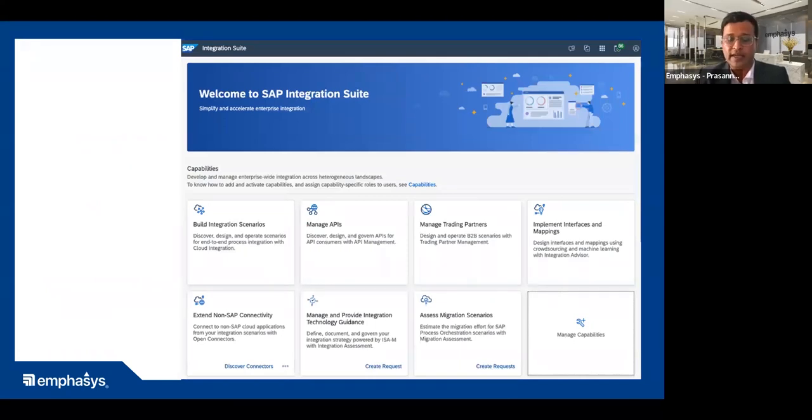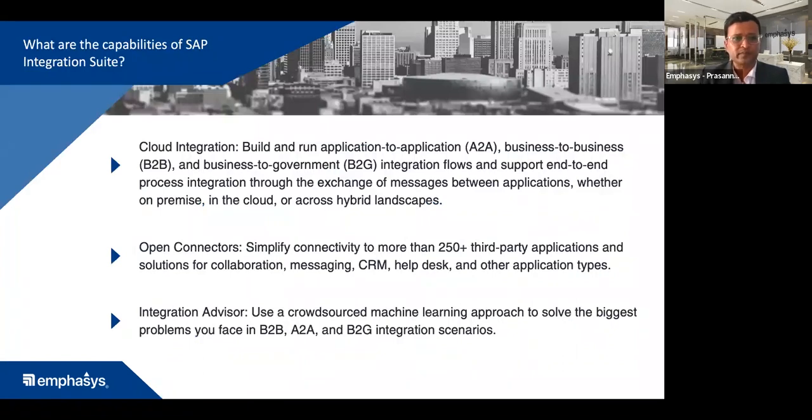So SAP Integration Suite is the integration platform as a service provided by SAP. It's one of the key services which is part of the SAP BTP. Gartner has recognized Integration Suite as the leader in the iPaaS Magic Quadrant. It provides various capabilities to allow your company to integrate various applications and systems, be it cloud-based or on-premise.